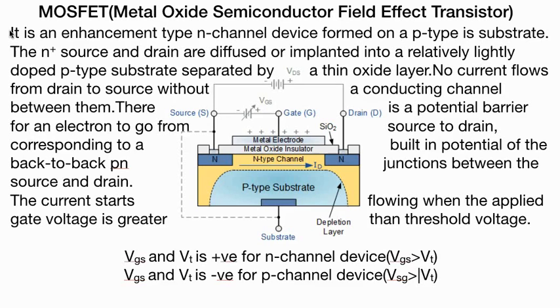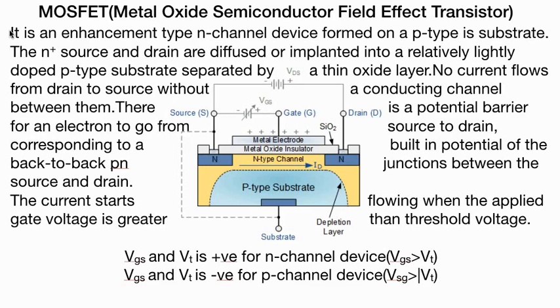N-channel devices are those devices which form an N-type channel, a channel formed by electrons, and it will have a P-type substrate. The whole material will be P-type substrate, but the channel will be N-type. How that will happen, we'll discuss later. But yes, it is an N-type channel formed on a P-type substrate.